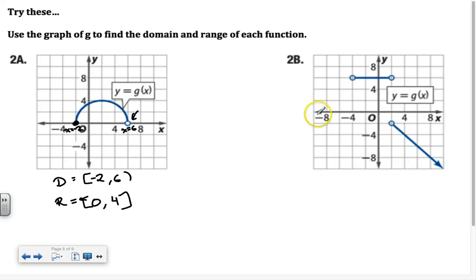So let's try 2b. This graph is a little weird because it definitely has two distinct parts to it. This would probably be considered the graph of a piecewise function. Let's start with the domain of the function first. A couple of things that I notice: I see removable discontinuities everywhere. There's a removable discontinuity at x equals -4. I see a removable discontinuity at x equals 2.